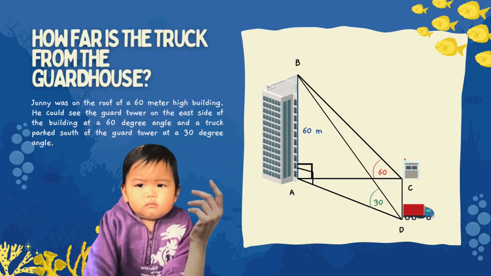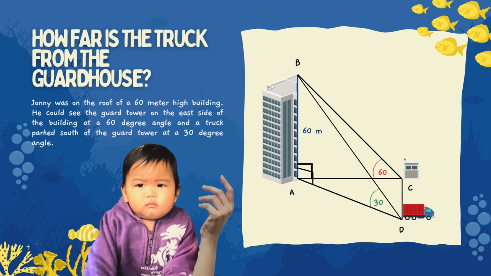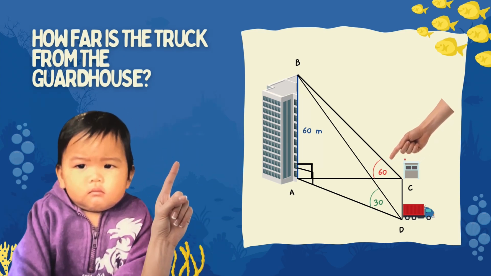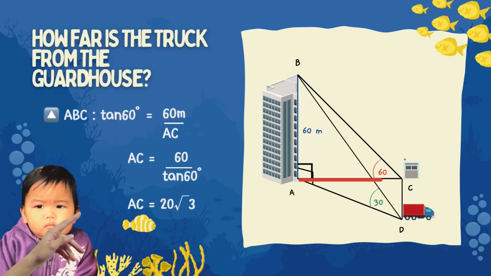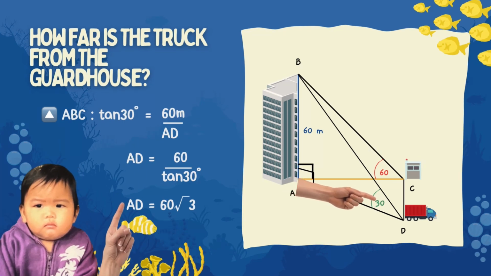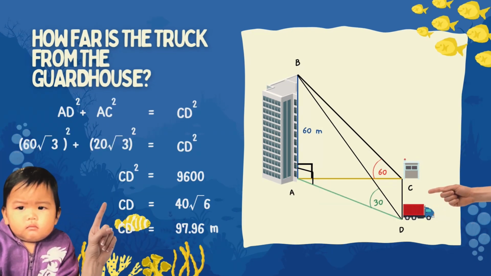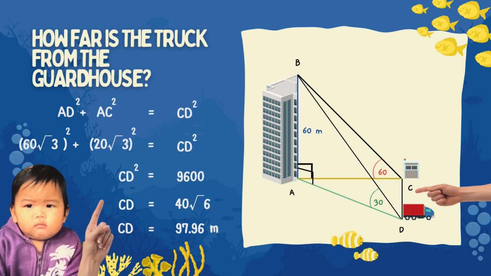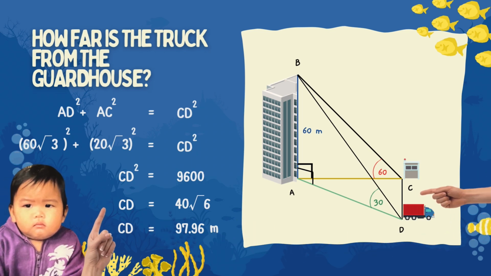Well, try this. Jenny was on the roof of a 60-meter high building. He could see the guard tower on the east side of the building at a 60-degree angle, and a truck parked south of the guard tower at a 30-degree angle. Well, from this picture, if I ask you how far is the truck from the guardhouse, let's solve this together. You know this angle, right? You know AC, and you know this 30-degree angle too. So you got the length of AD. You can see that the three sides are related by the Pythagoras theorem. Now solve the equations and you'll get the answer.